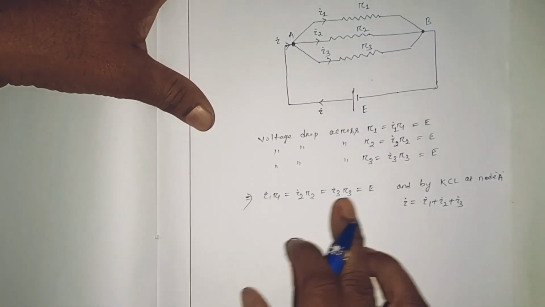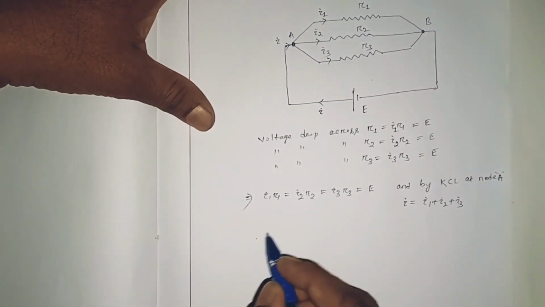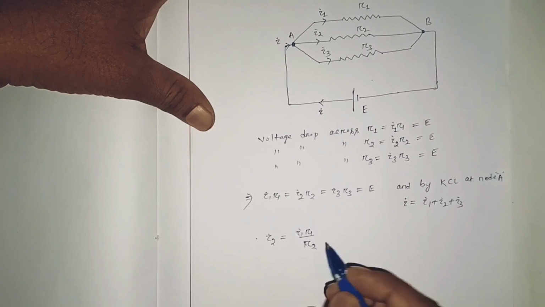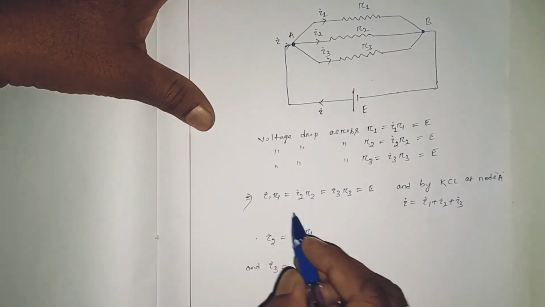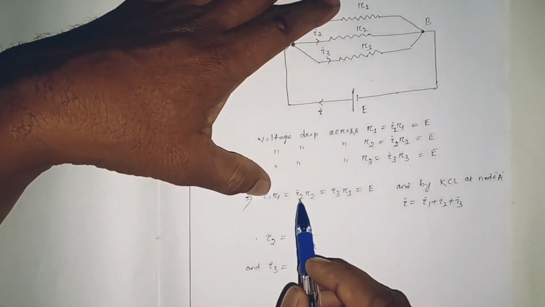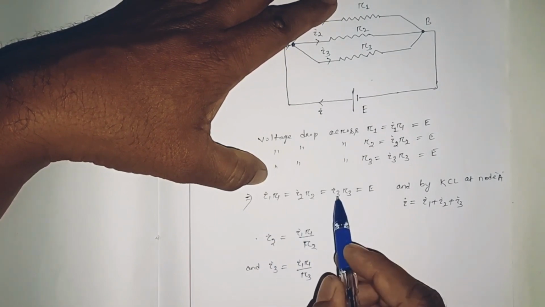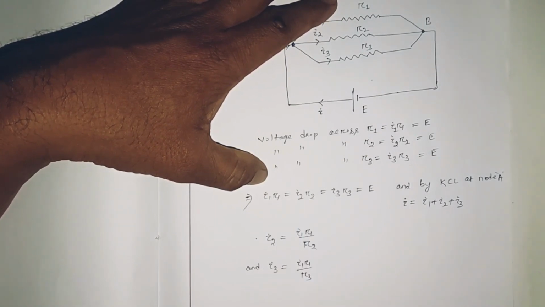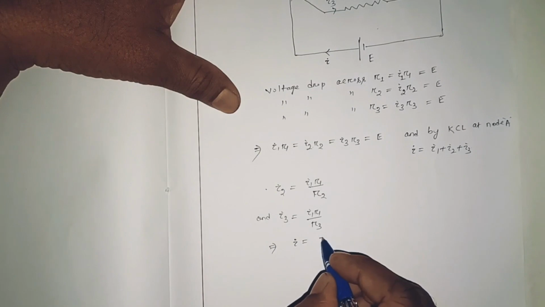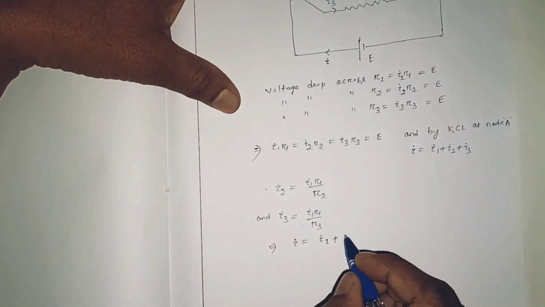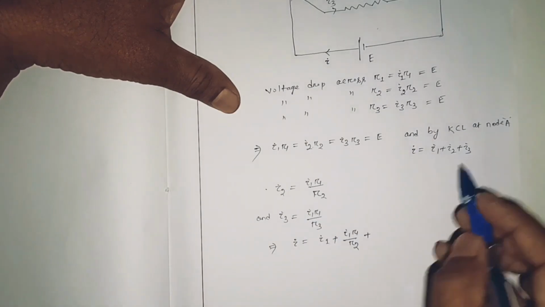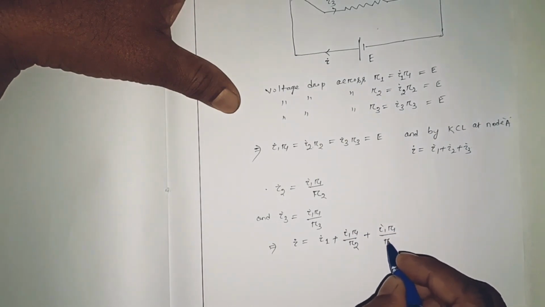Here you can see, from this equation, we can write that I2 will be equal to I1 R1 by R2, and I3 will be equal to I1 R1 by R3. Now we are going to use this equation. That implies I will be equal to I1 plus, instead of I2 we can write I1 R1 by R2, plus, instead of I3 we can write I1 R1 by R3.